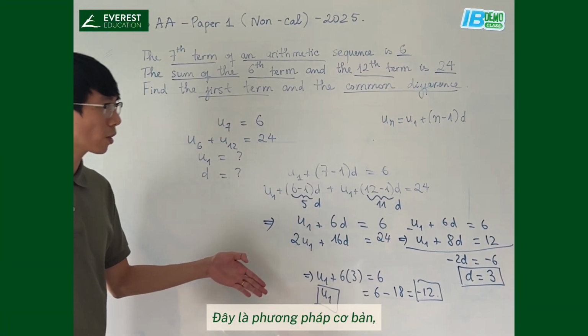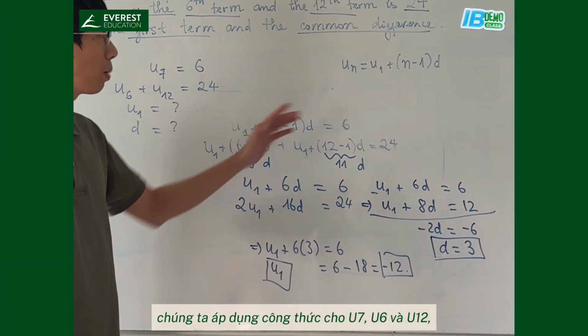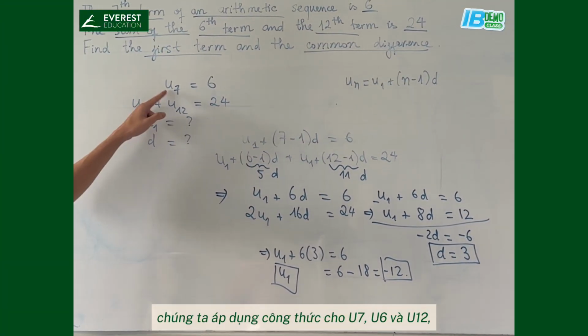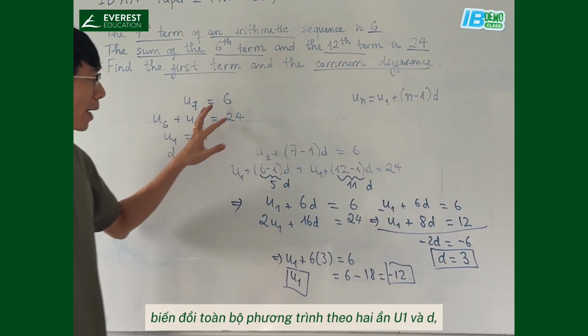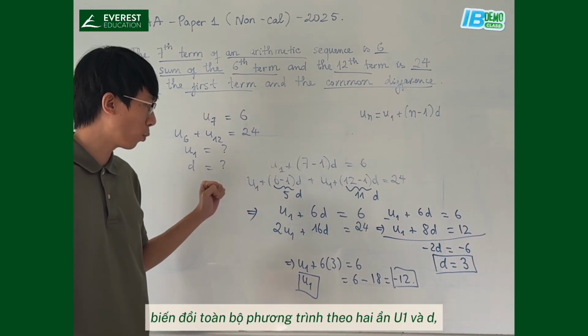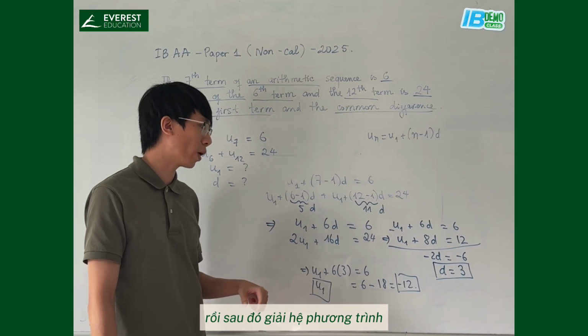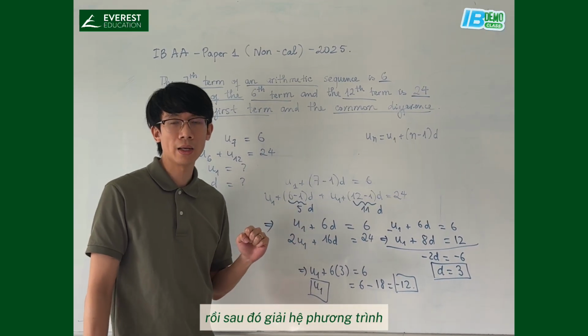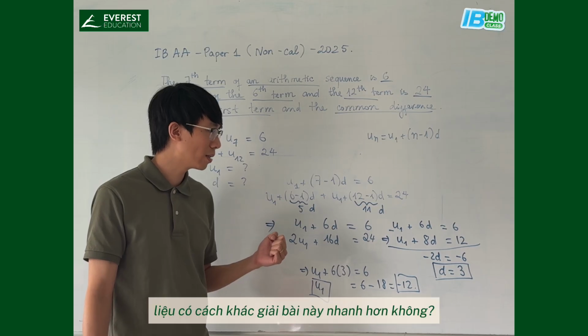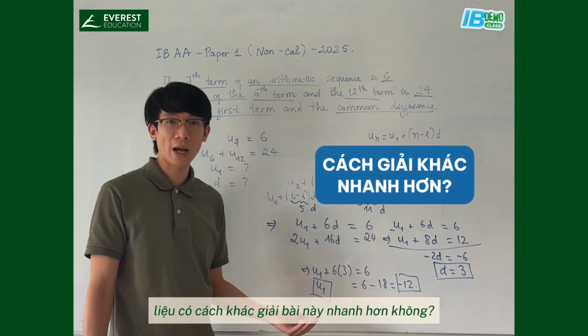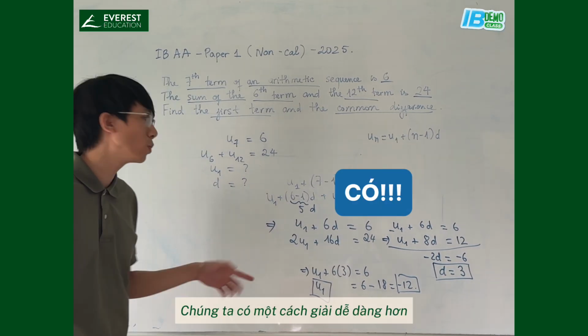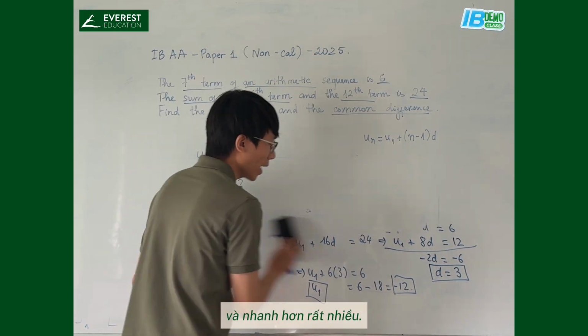So this is the problem method, where again we apply the formula to U7, U6 and U12 by converting the whole equation with respect to U1 and D. Then you solve a simultaneous equation with U1 and D. Many of you may ask me, is there any other way to solve this faster? For this question, yes, we do have an easier and faster way to do it.